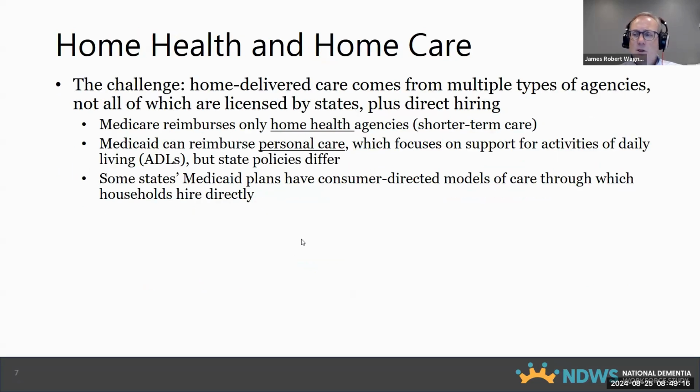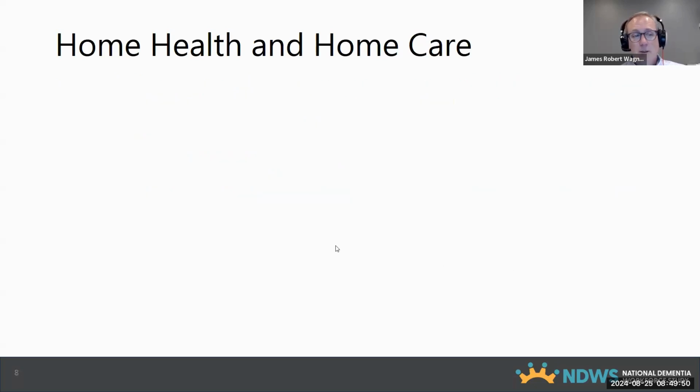So home health and home care provide some challenges. Home delivered care comes from multiple types of agencies, not all of which are licensed by states, plus there's direct hiring. So Medicare reimburses only home health agencies, which provide shorter term care, as opposed to the kind of longer term care we might also be interested in. Medicaid can reimburse personal care, which focuses on support for activities of daily living, or ADLs, but state policies differ. Some states' Medicaid plans have consumer directed models of care through which households hire directly.